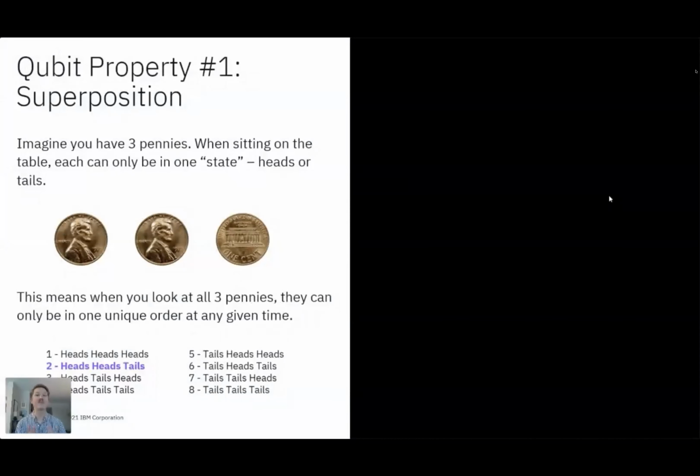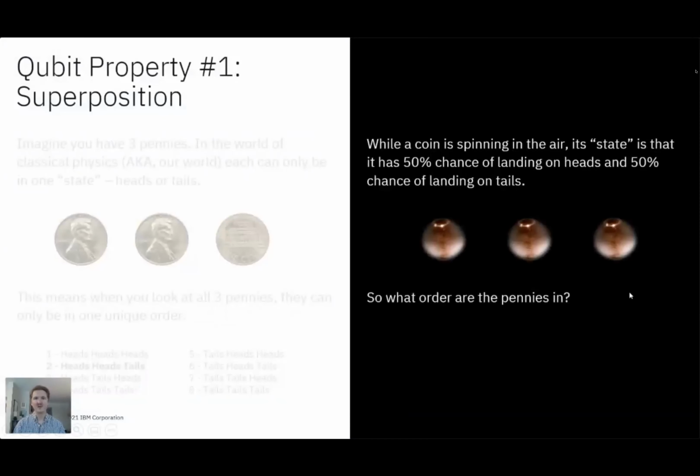Superposition, let's imagine you have 3 pennies. When they're sitting on the table, each can only be in one state, heads or tails, right? It's just sitting on the table as either heads or tails. And that means when you look at all 3 pennies, they can only be in one unique order at a given time. I have all 8 possible orders listed here, but the order that we are currently looking at is heads, heads, tails.